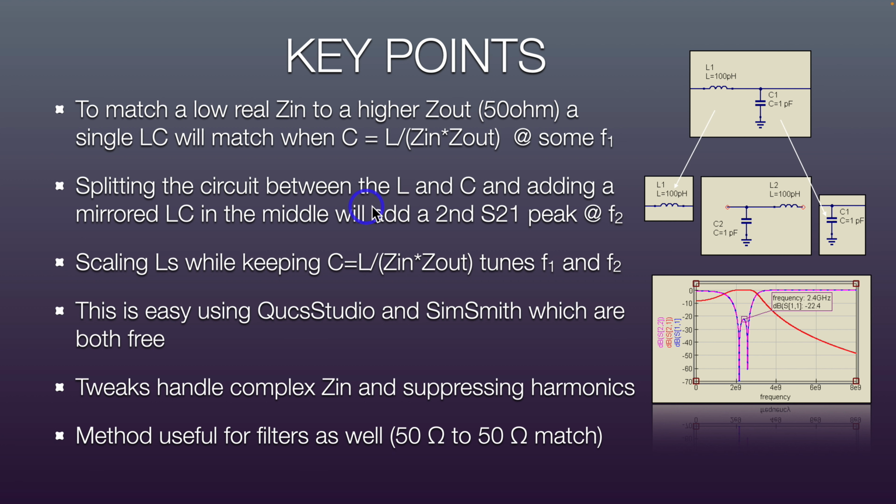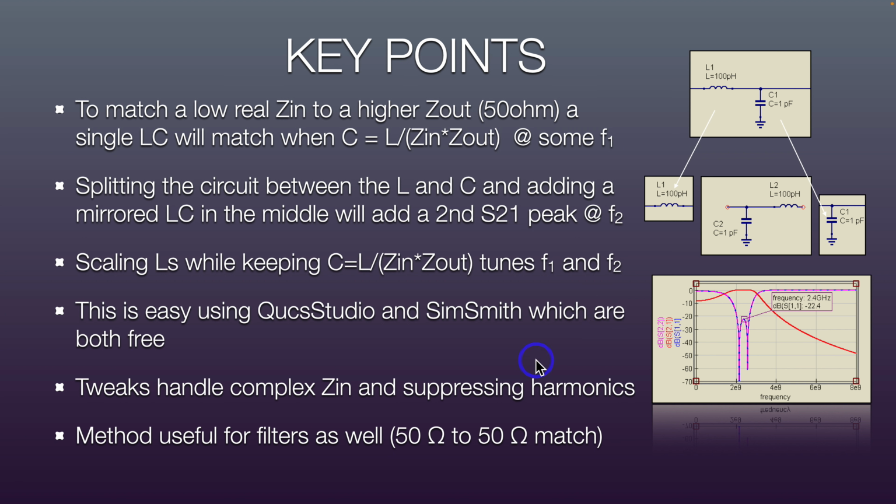So by splitting the circuit, you end up with the L and C mirrored in the middle, and you then get these two separate peaks. Then, scaling the L's while keeping the C's in the correct ratio to those two L's, you'll get F1 and F2 frequencies resonating, and you can move those around by changing the L values.